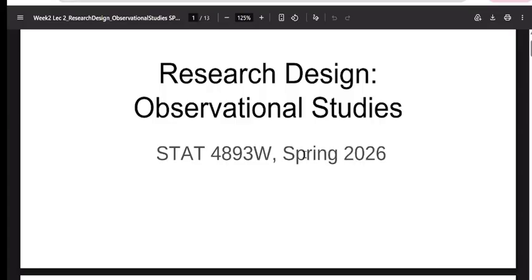Today, our focus is going to be on research design, but specifically, we'll be focusing on observational studies. The last time we met, our discussion actually centered on experimental studies. And today, we're going to move away from that. We want to consider another type of study, okay?